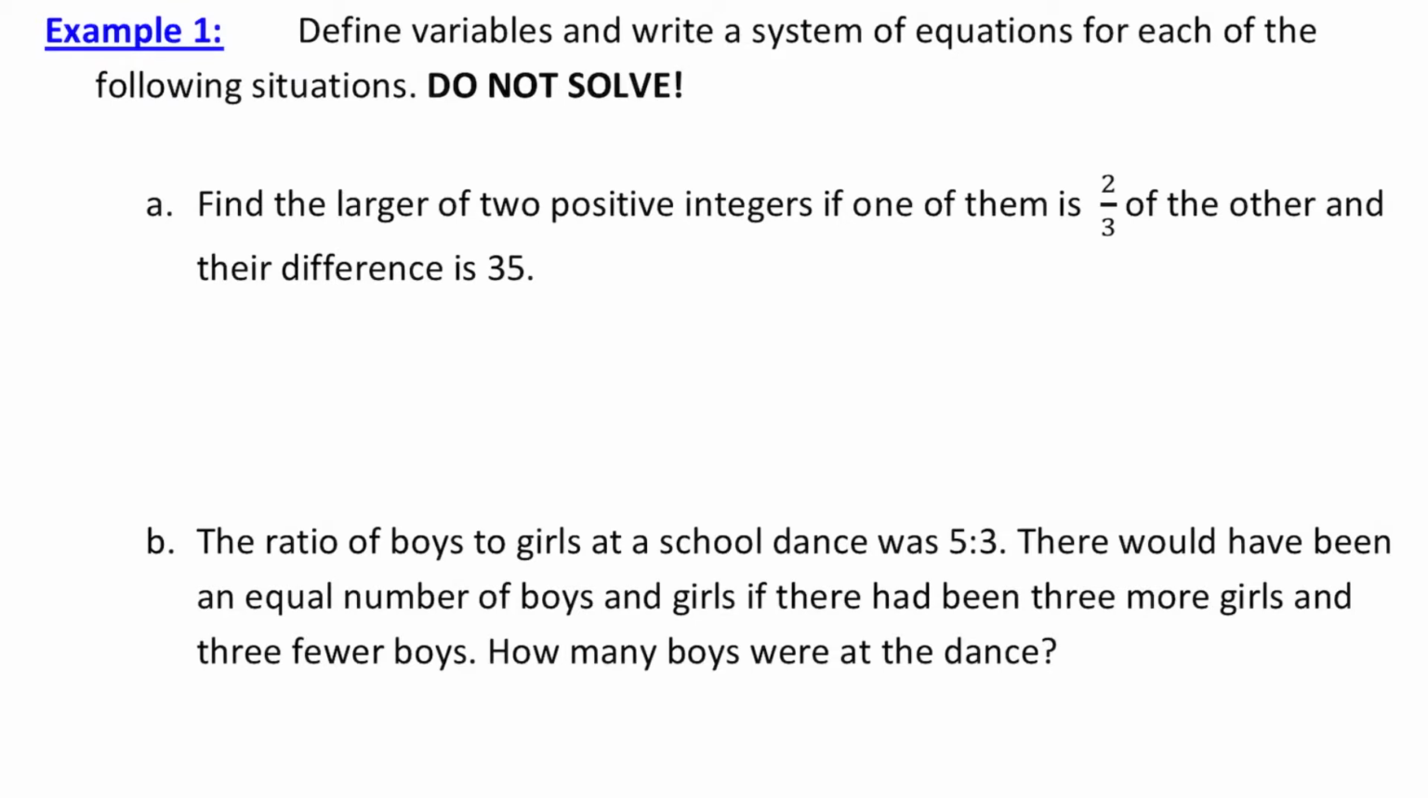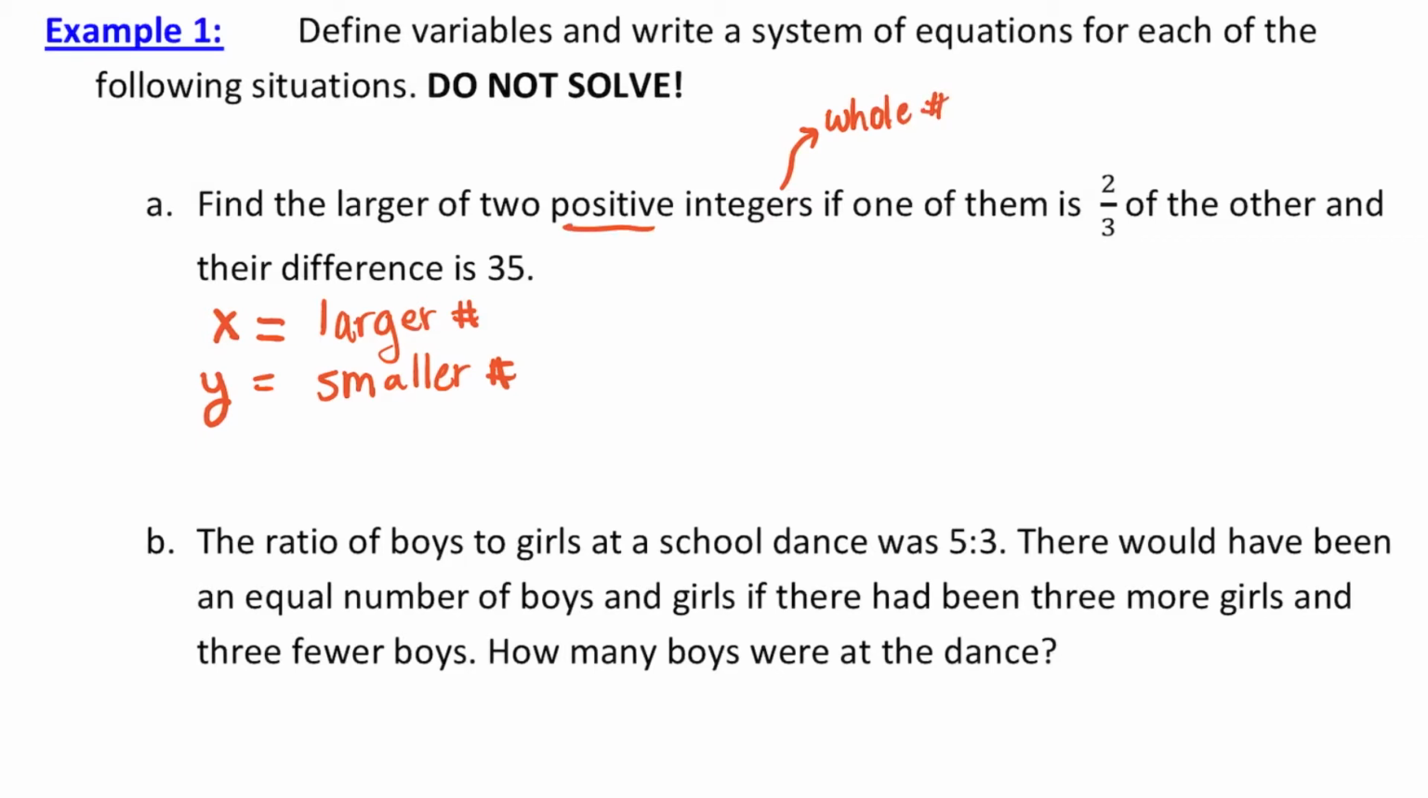Looking at this one, we are supposed to define our variables and write a system. We're not solving it. So on A, we're looking at two positive integers. One of them's bigger than the other. So I'm going to let X stand for my larger integer and Y stand for my smaller one. And now if I write some equations, I need to remember that integers are just whole numbers, both positive and negative, but specifically these two are going to be positive.